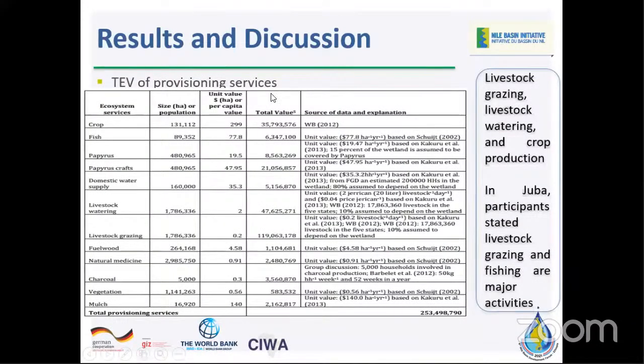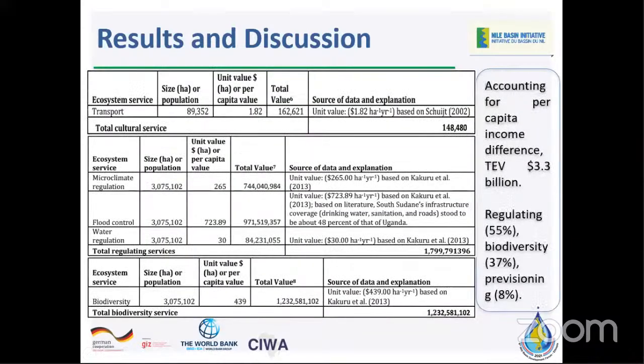When you come to the total economic value of the wetland, this table shows the provisioning services from the wetland. Here we have the ecosystem service, size in terms of hectares or population, the unit value or per capita value, then the total value, and the last column shows the source of data and explanation. As you can see, livestock grazing stood first among the provisioning services provided by the wetland, with a value of 190 million USD, followed by livestock watering, and then crop production stood third. This is consistent with what was stated by the participants in the Juba meeting, where livestock grazing and fishing are major activities within the wetland.